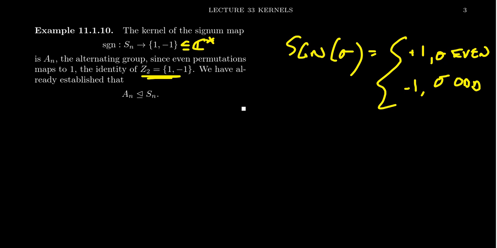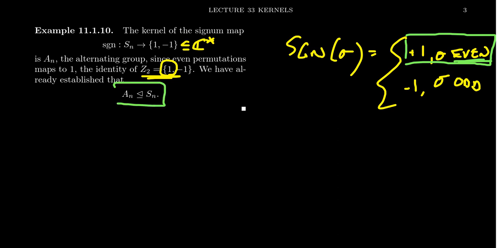Well, for Z2, this is a multiplicative group, so the identity is going to be the number 1. 1 times anything will give you back that number. And so if we're looking for the kernel of the signum map, then we're looking for those permutations which map to 1, which is exactly the even permutations. We refer to this as the alternating group. And so A_n is the kernel of this signum map.